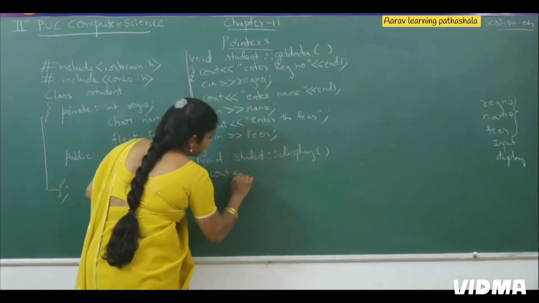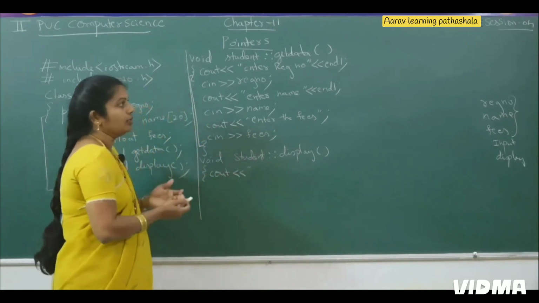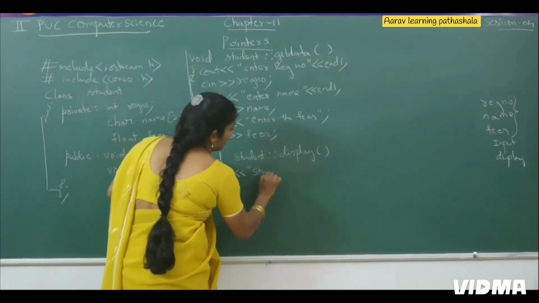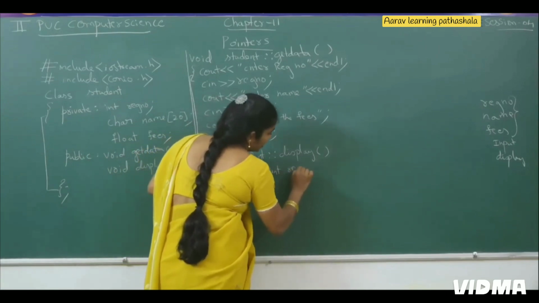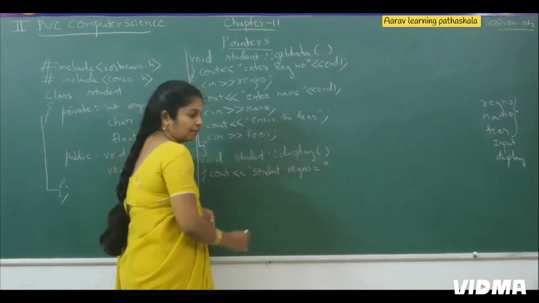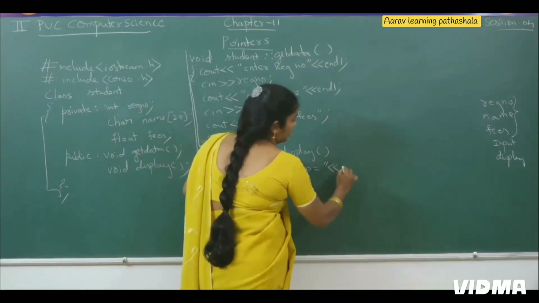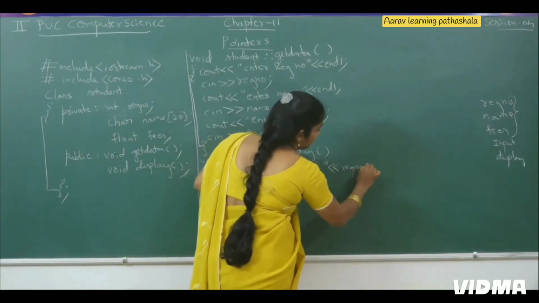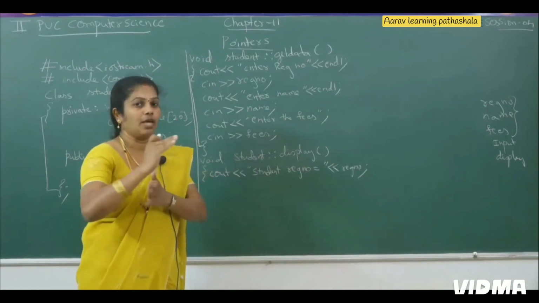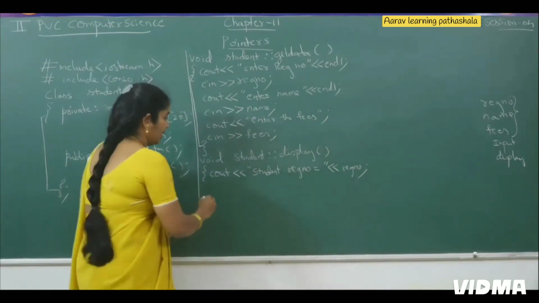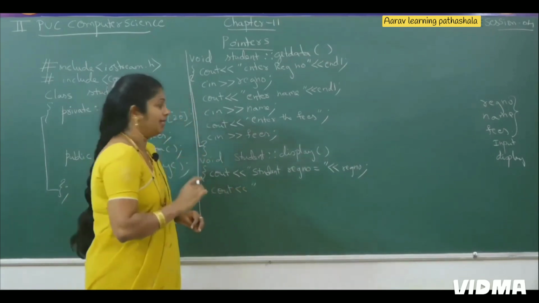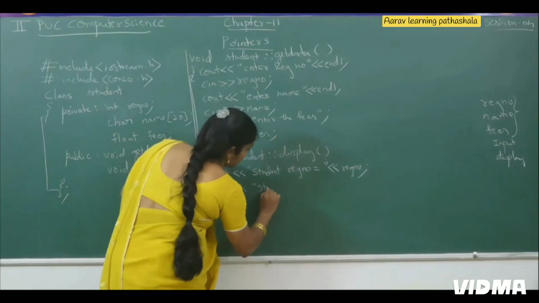Cout, inside the double quotes, write down register number. The student register number equals. It has to display inside the double quotes. Then insertion operator, register number. If you want, you can use endl. It's optional. Otherwise, all the values will display one after the other. Then cout, insertion operator. We want to display the name. Student name equals.